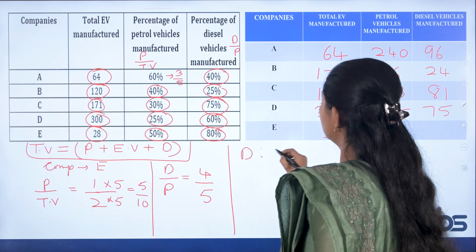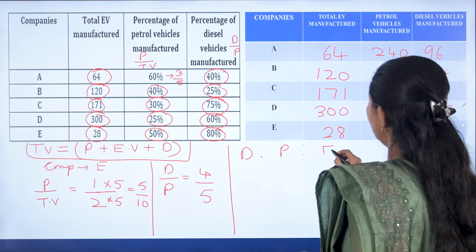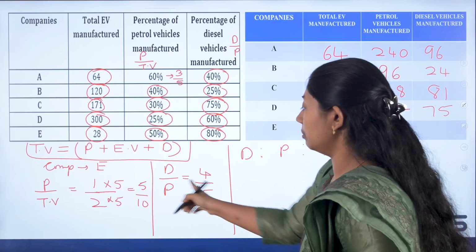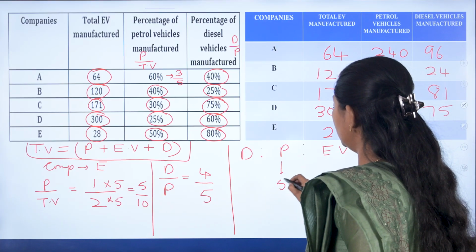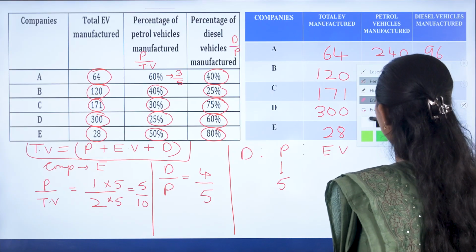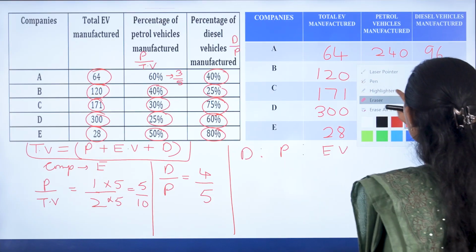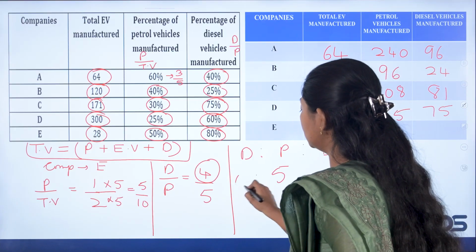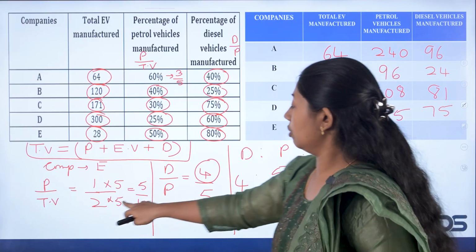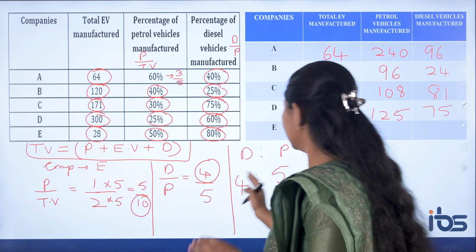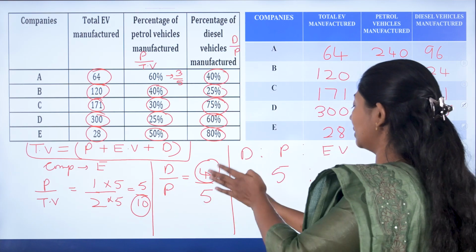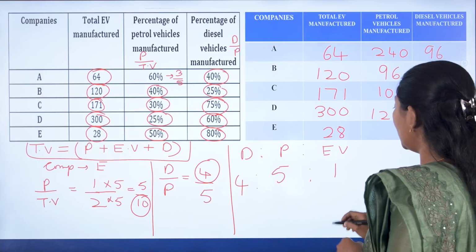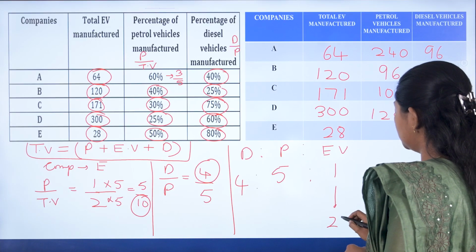Now diesel is to petrol is to EV. So how much is petrol? Petrol is 5 units. So what is the diesel? Diesel ratio is 4 units. Now what is total vehicles? 10. So 10 minus 5 plus 4, 9. You are going to get 1 unit. So 1 unit corresponds to 28.